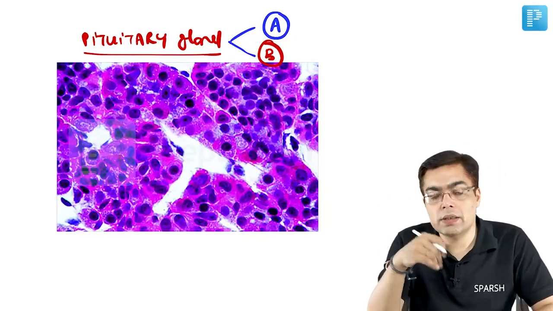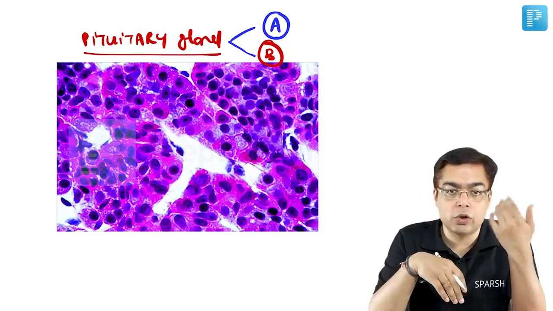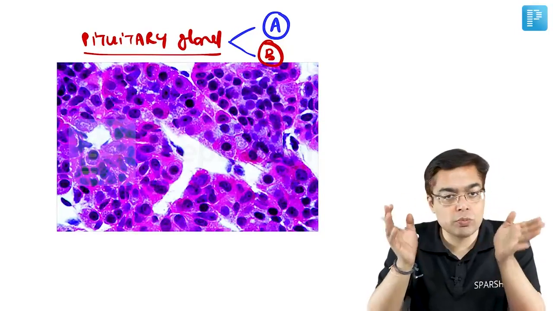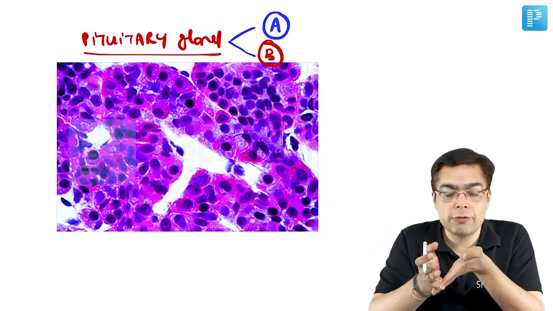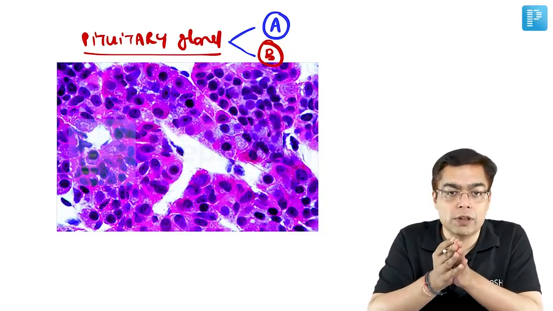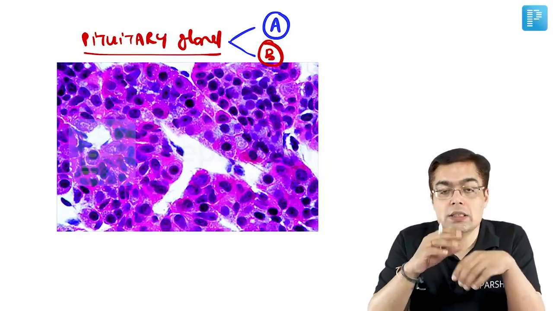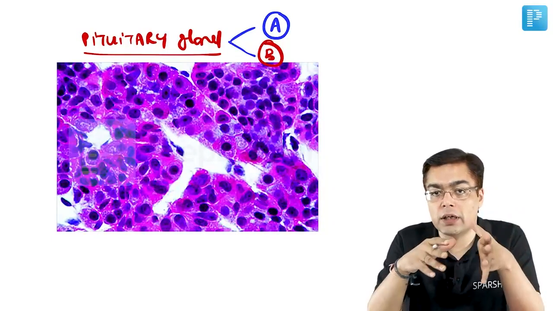Why that becomes important is, under a normal situation, I mean your and my pituitary would have the presence of both the cells. However, when there is a tumor, we understand the fact that in case of tumors there is a clonal proliferation. So one particular type of cell is going to predominate in the affected tissue.